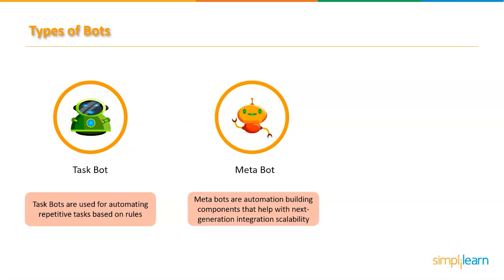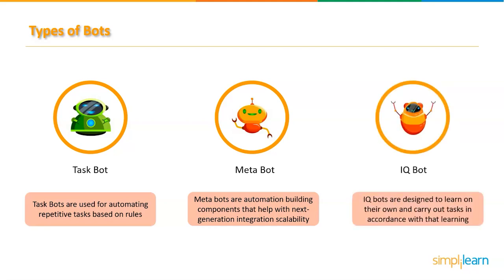Metabot. Metabots are a more advanced version of task bots. Metabots are automation building components that help with next generation integration scalability. These are intended for scalable, complex processes. On a computer, Metabots are used to automate applications, application APIs, visual captures, and integration flow can all be used to develop Metabots.